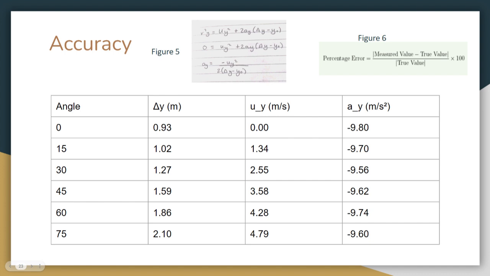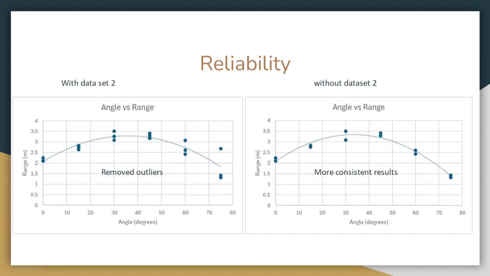Calculating the downwards acceleration proves the accuracy of the experiment by providing a way to verify the consistency of the data. The calculated values for acceleration remain close to the expected gravitational acceleration of negative 9.81 meters per second squared, showing the reliable accuracy of the results. The average acceleration was negative 9.67 and, using the error percentage formula, the percentage error is only 1.43, increasing accuracy. The experiment was conducted with multiple trials for each launch angle, which helped ensure consistency in the data.